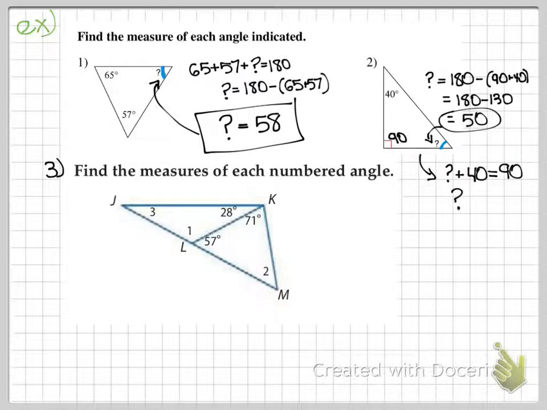And again, you get the same answer. So you get question mark equals 50. And it kind of just saves you a step doing it that way. All right, so now let's look at number 3.